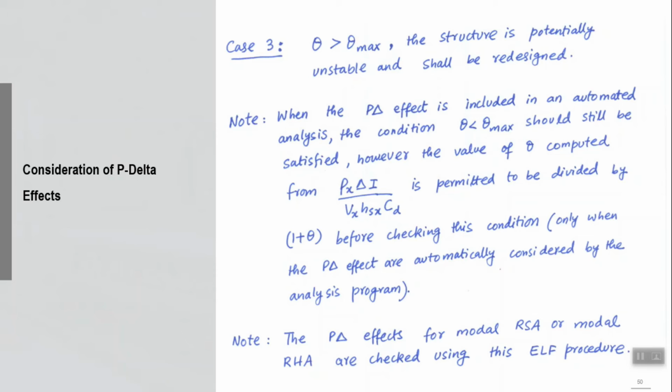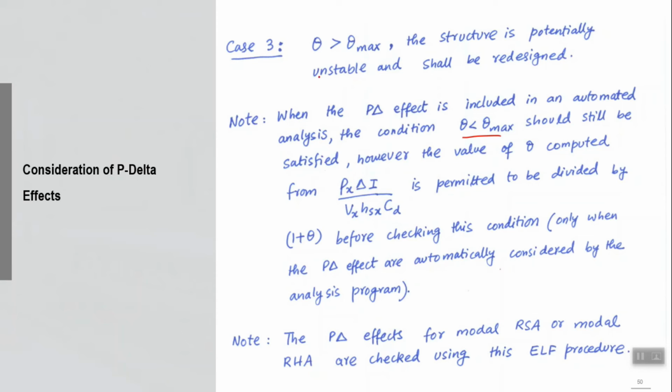So there can be a case that when you include the automated P delta analysis, it is automatically included by the commercial program. In that case, the condition theta less than theta max should still be satisfied, right?